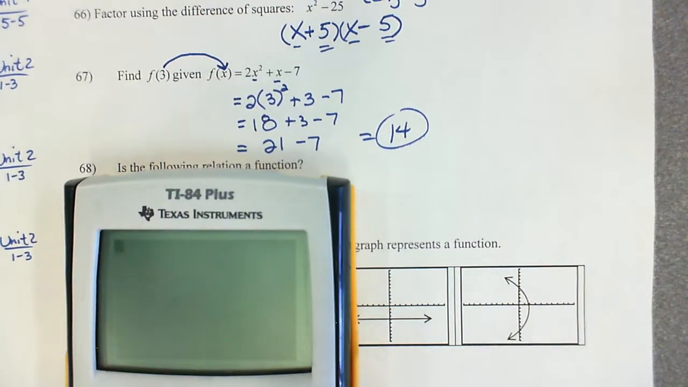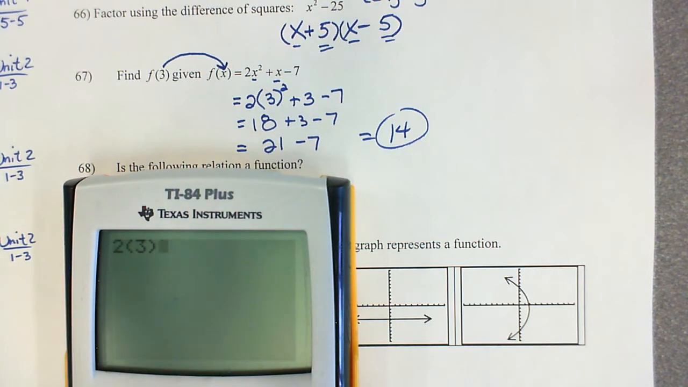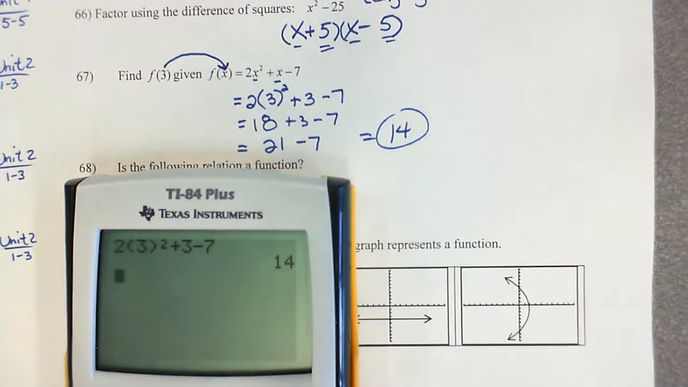And recall, you could plug this straight into a calculator. Just plug it in the same way that you would write it: 2 times 3 squared plus 3 minus 7. Hit enter and you get 14.